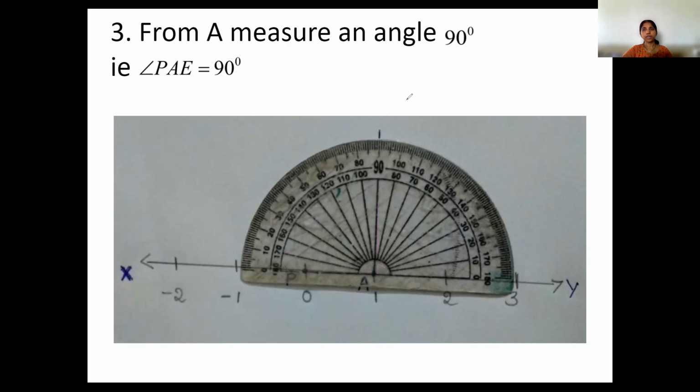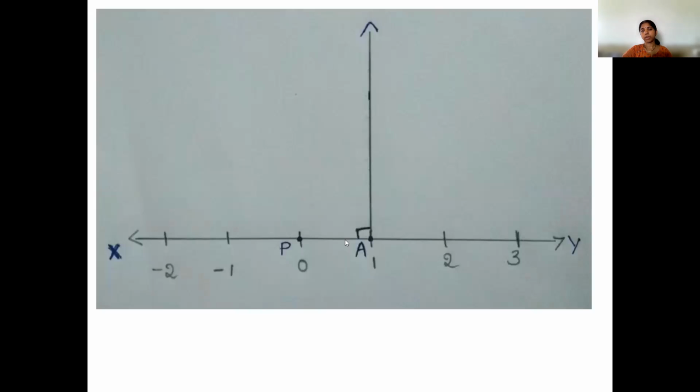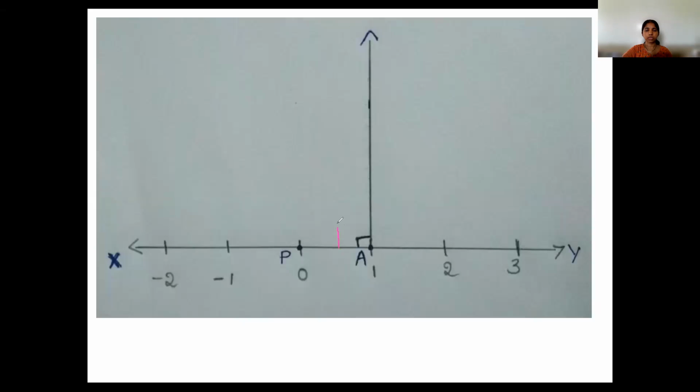So this is our third step. Next, after drawing the perpendicular, this is what we got. Here we have 90 degrees. We represent 90 degrees in this way, from here to here. So we are done with the perpendicular. Third step is done. We have marked the point PA, then we took a perpendicular.